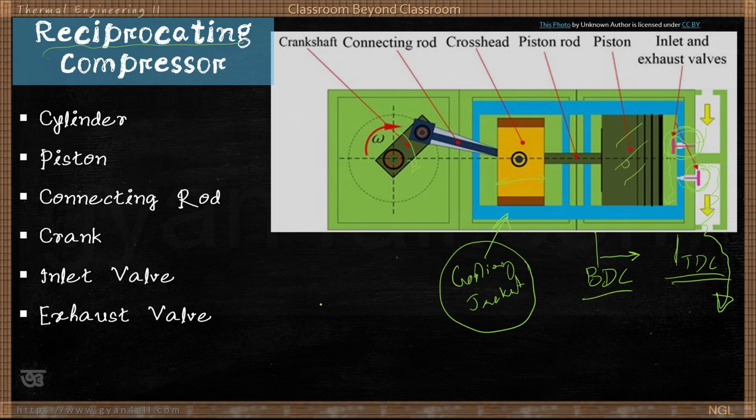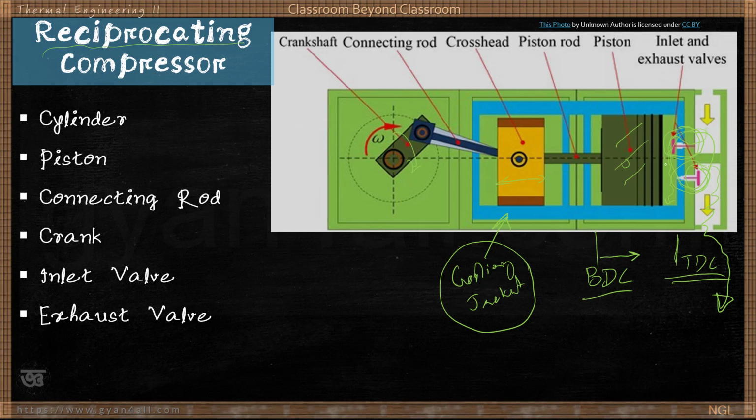So what happens? There are two strokes. One is the suction stroke and the next is the delivery stroke: compression as well as delivery. At the end of the compression, it will be delivered to the receiving system. What will be delivered? Air. And what type of air? The compressed air will be delivered. After the delivery, the exhaust valve will be closed and the inlet valve will open and the cycle repeats.